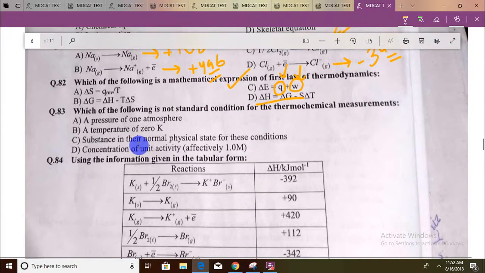Which of the following is not a standard condition for thermochemical measurements? A pressure of 1 atm, that is the standard condition. A temperature of 0 Kelvin is wrong. We take 0 degrees Celsius or 273 Kelvin. And substances are in the normal physical state for these conditions. Yes. And concentration of unit activity is effectively 1 molar. Yes.